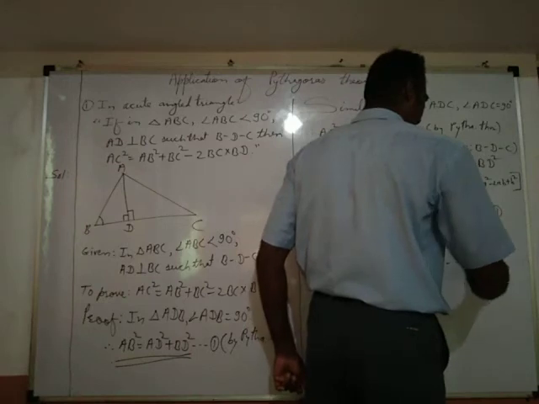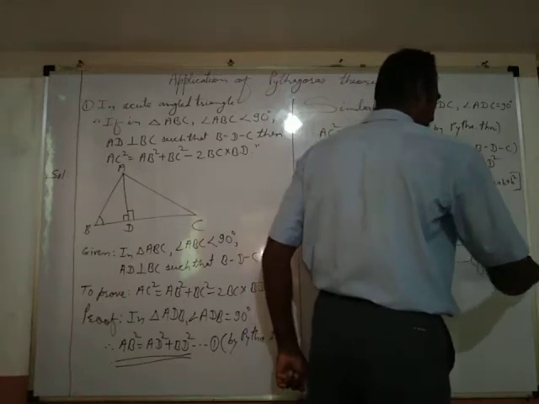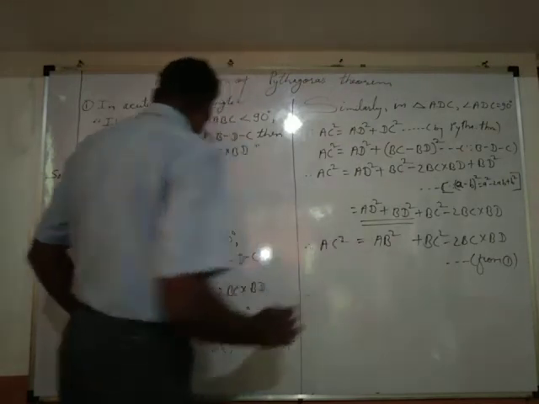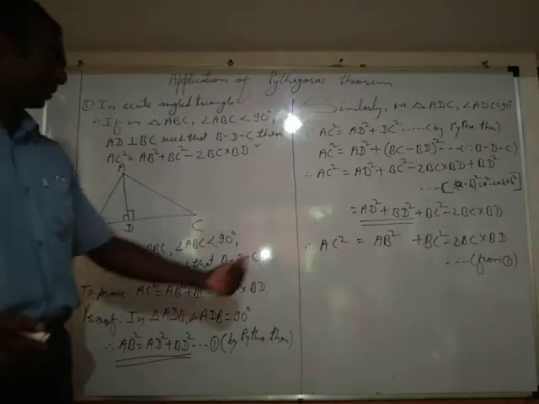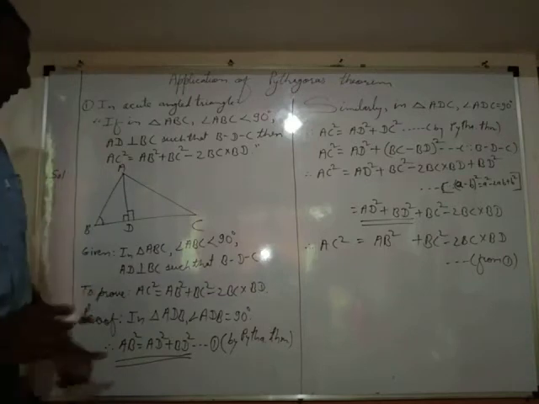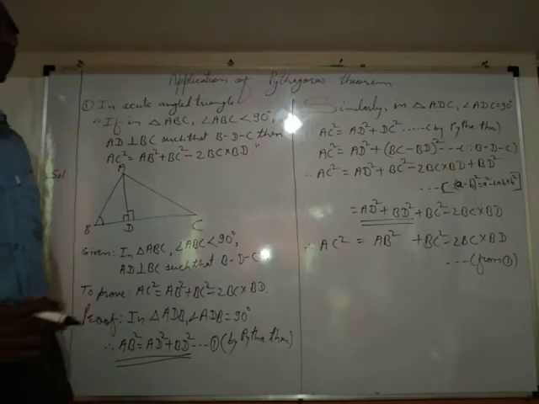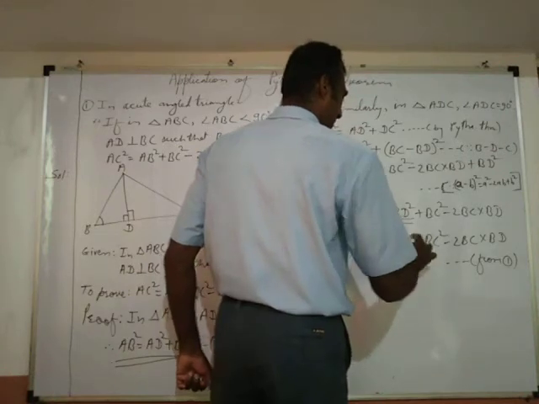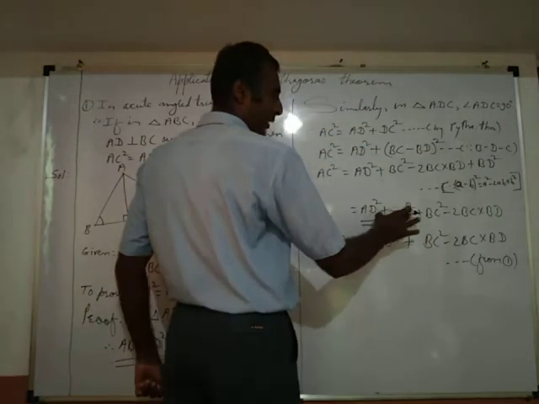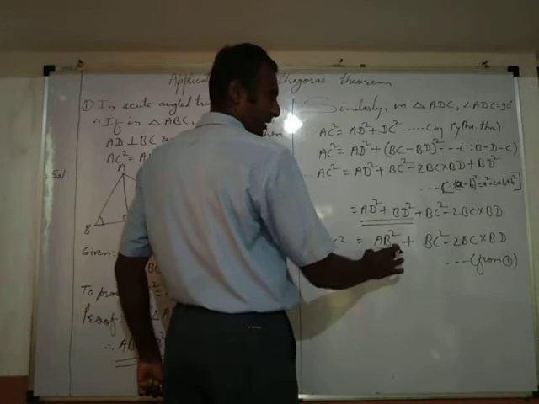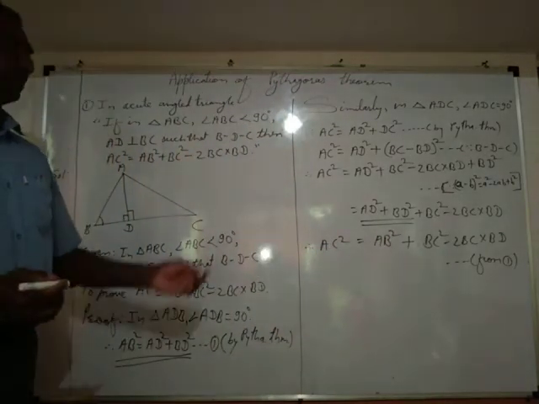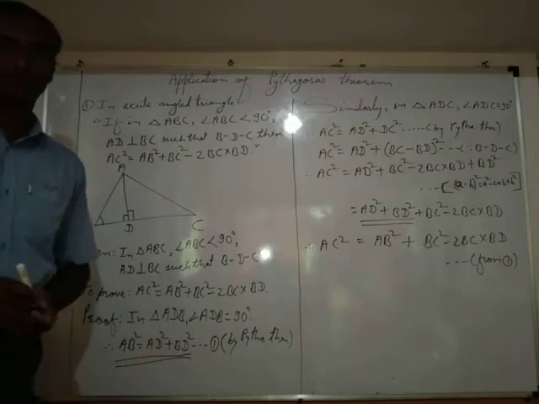From equation 1, and therefore we have a result: AC square equals AB square plus BC square minus twice of BC into BD. Okay, this is the substitution for AD square plus BD square. That substitution is AB square from equation 1. Hence the proof.